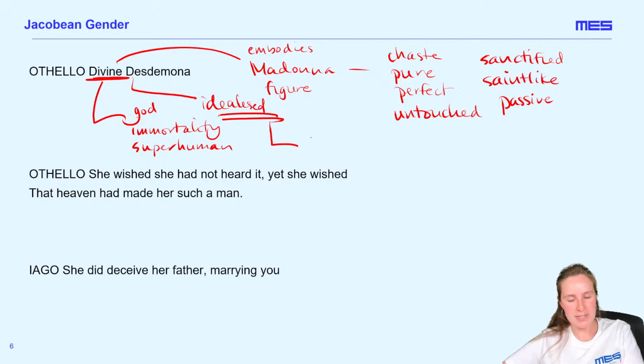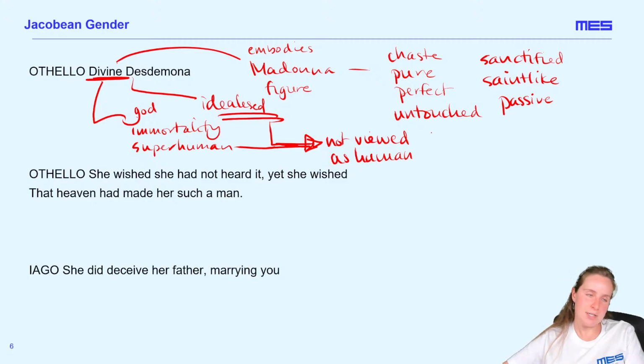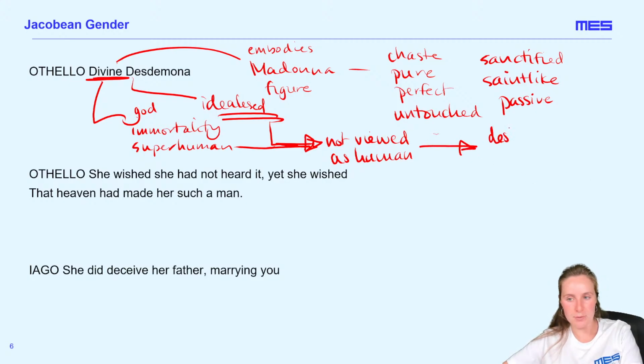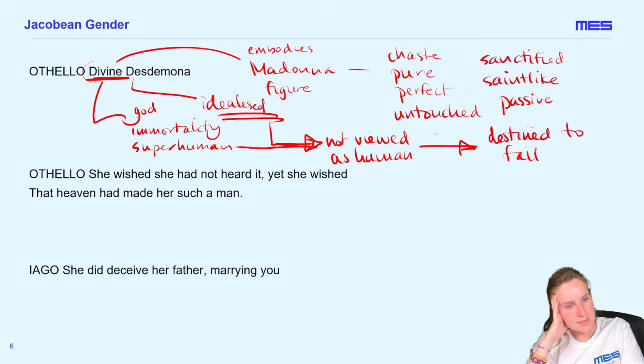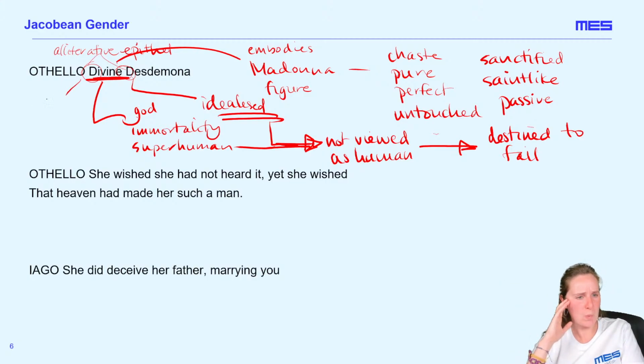But that's harmful, right? If someone's idealized or superhuman or godlike, they're not viewed as human. So if Desdemona fails to be perfect at any one moment, then this is something she's destined to fail, or she's fated to fail as well. If we're thinking about fate, there's a potential theme here as well. Interesting as well, we've got this alliteration here, this divine Desdemona, that really highlights and emphasizes this as an epithet or a nickname. And it shows she's really reduced to this one idea, isn't she?